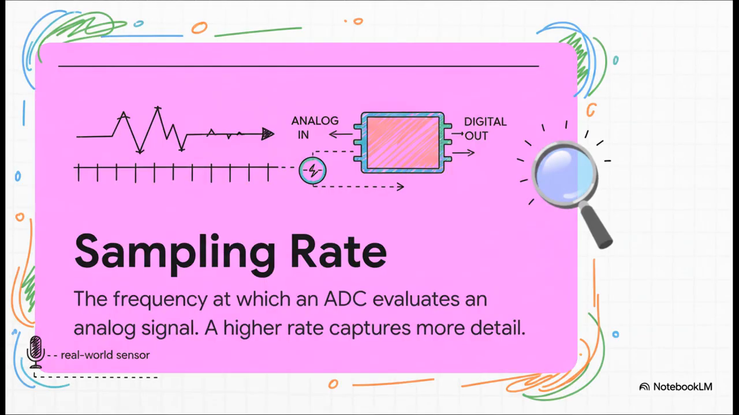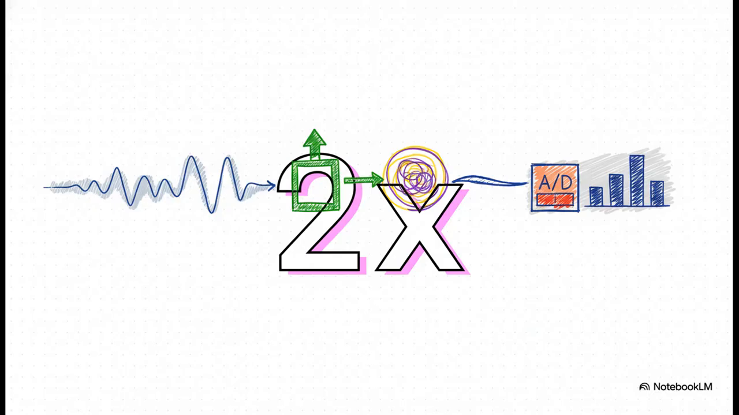The other big factor is the sampling rate. This is all about how often the ADC takes a measurement, like a little snapshot of the analog signal. If you've got a slow-changing signal like the temperature in a room, a slow rate is totally fine. But for something that changes really fast, like an audio signal, you need a super high sampling rate to capture all that detail. And there's a really, really important rule here.